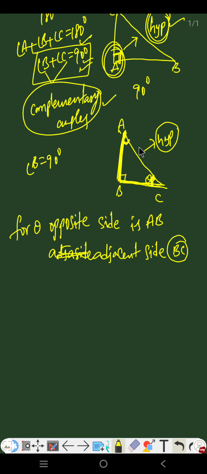So we already know the hypotenuse is the side opposite 90 degrees. It is very, very important to find the opposite and adjacent sides. Why I am saying this: in the next coming problems we should use this point, opposite side and adjacent side.